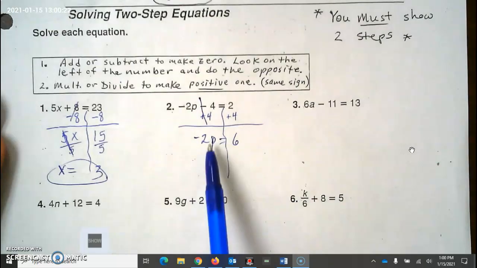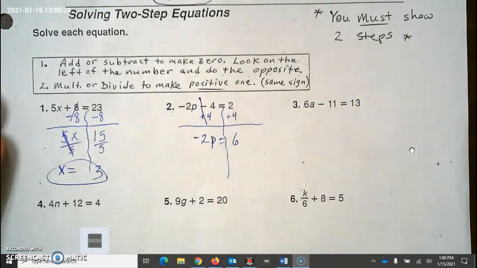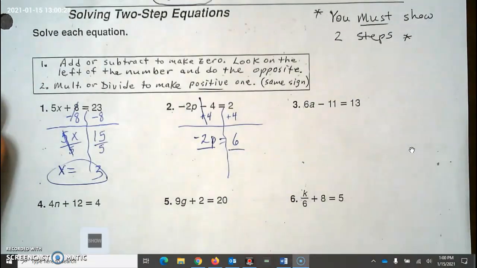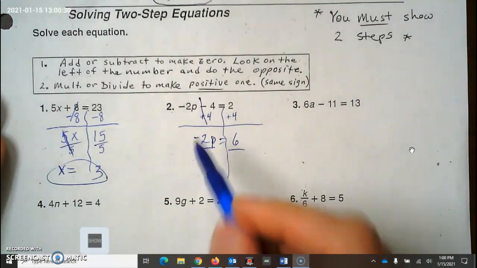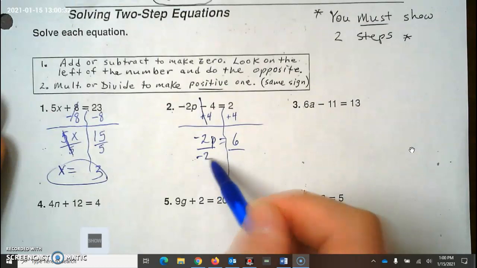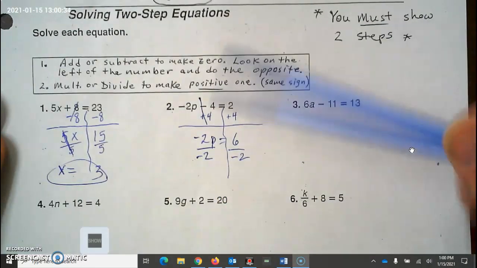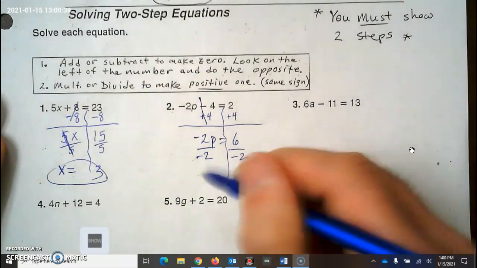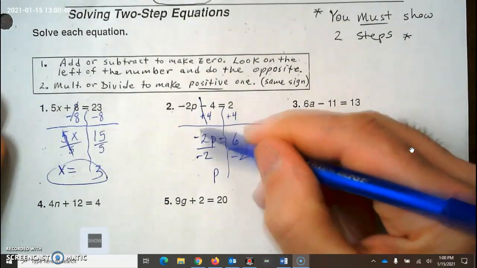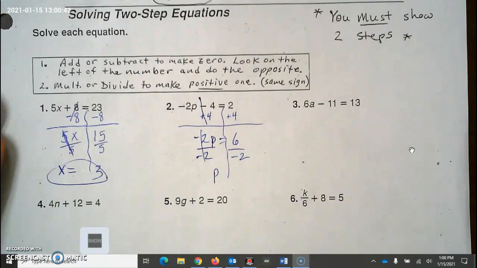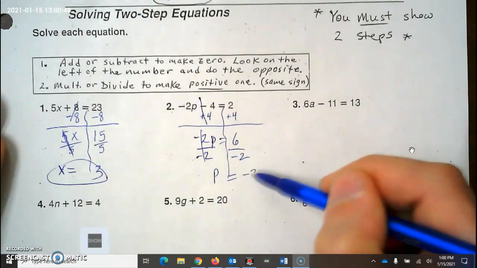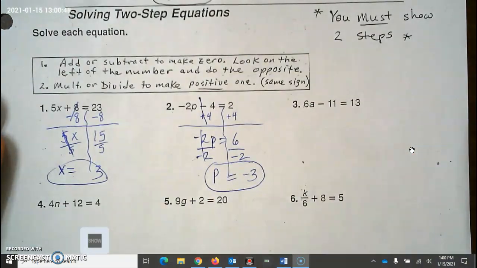Now, this negative 2 and the variable p are connected with multiplication. So I'm going to divide here. Now, I'm not going to divide by positive 2. I want to divide by negative 2. And the reason is negative divided by negative is positive. See, they cancel out the positive 1. And on the right, 6 divided by negative 2 is negative 3.